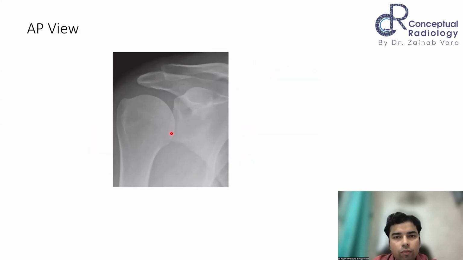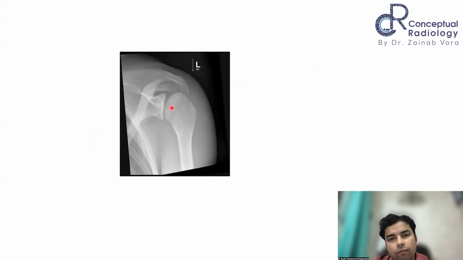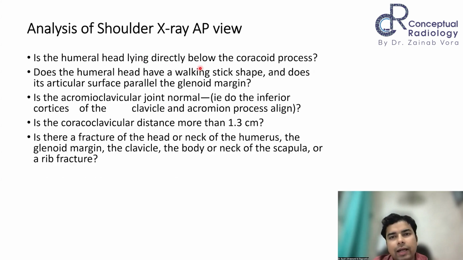on a normal view, the humerus, this is the coracoid process. The humerus aligns beautifully with the glenoid cavity. Okay. So our first question is, if it is lying directly below the coracoid process, then that signifies there is anterior dislocation. Okay.